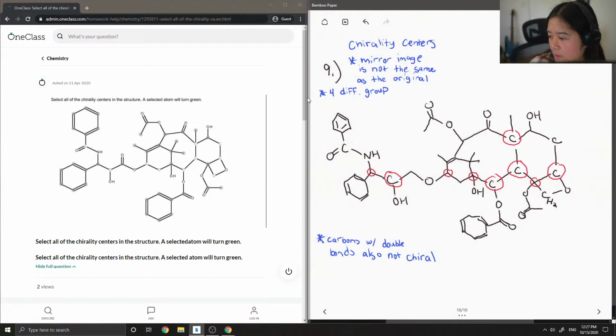Okay, so this carbon has a double bonded oxygen, so it's not a chiral center. All of the carbons that are at the end here are connected to 3 hydrogens, so we know that that is also not a chiral center. Same goes for that one. This one also has 2 hydrogens, so that's not one.